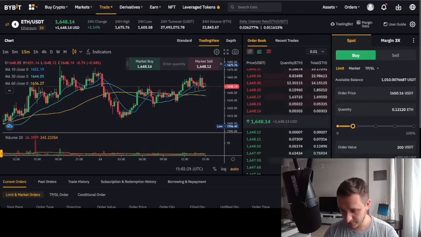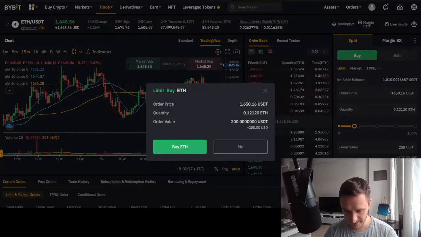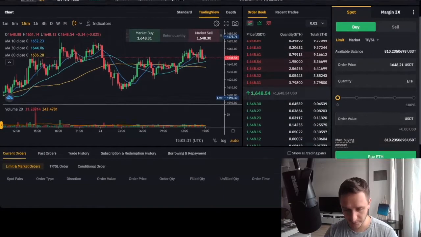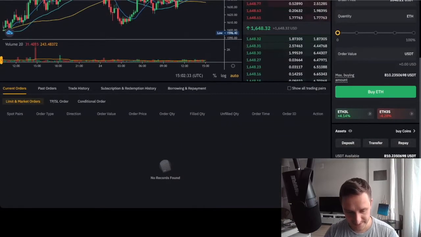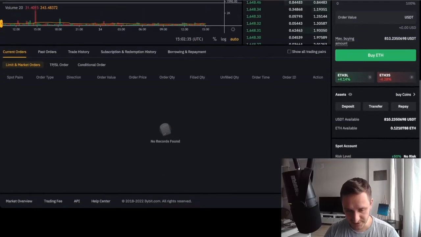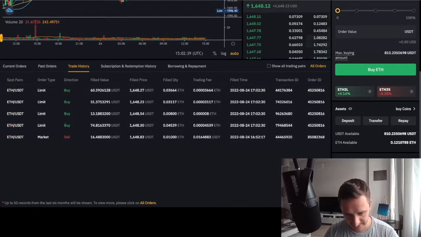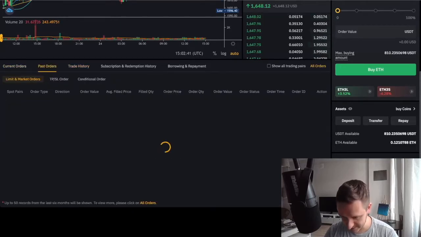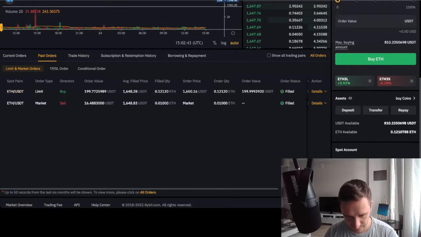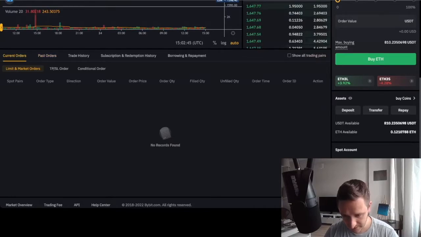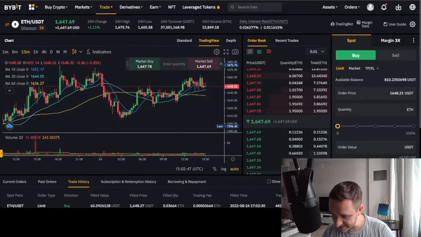So for example, I could click buy right now, right? I have the confirmation, this is the limit buy, and the order is filled already. So I'd be able to see that in trade history, everything that I have, the current orders, past orders, basically the orders that I have, right? So basically also I'd be able to sell.